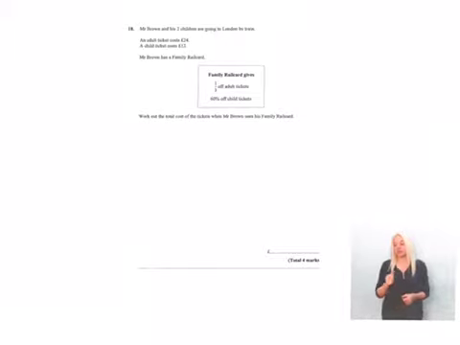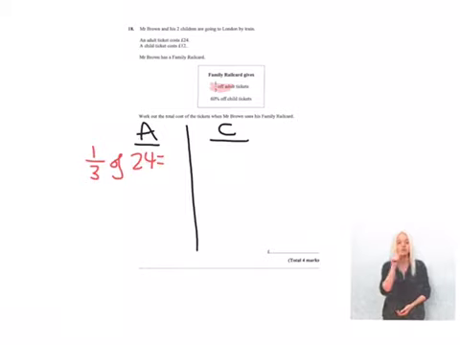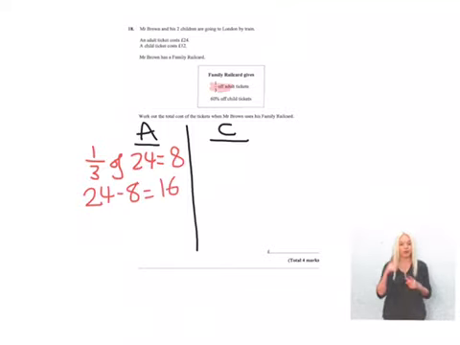For question number 18, it's quite nice to divide your page up into two, with your adults on one side and your children on the other. There's only one adult. So adult tickets are a third off the price. Not a third of the price, a third off the price. So we need to take off a third. So 1/3 of 24 is 24 divided by your bottom number 3. 24 divided by 3 gives us 8. And then we need to take that off. 24 take away 8 gives us 16. So the adult ticket is £16.